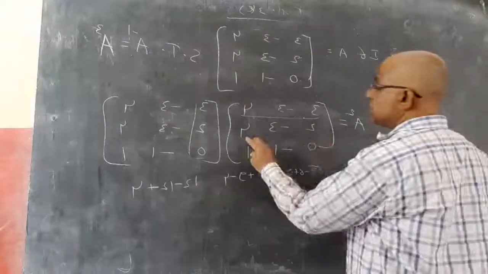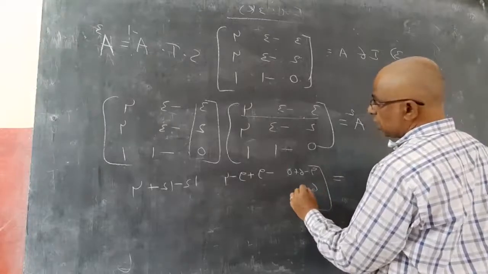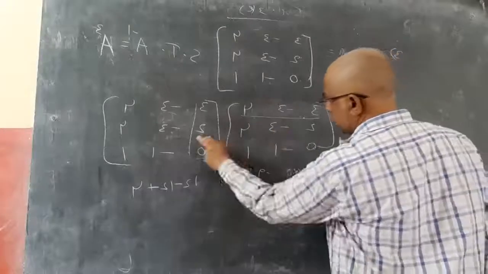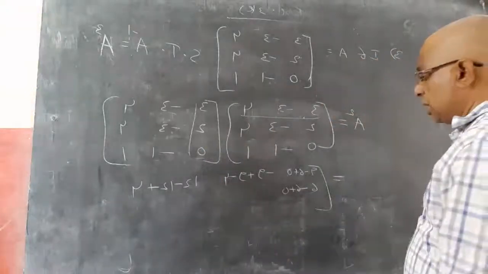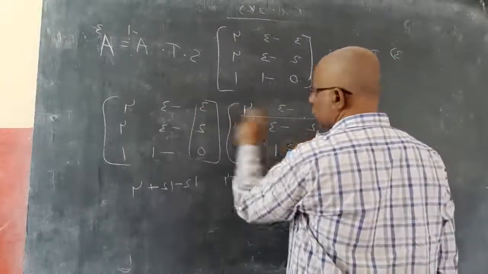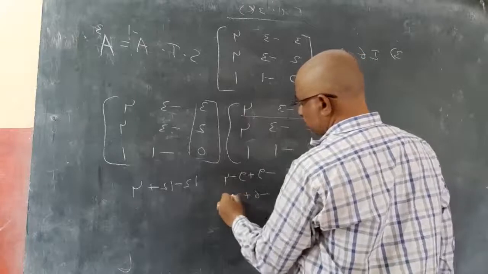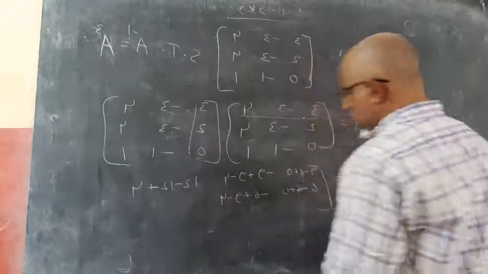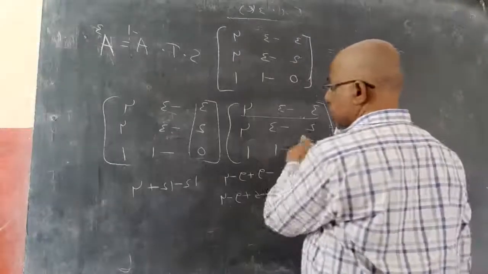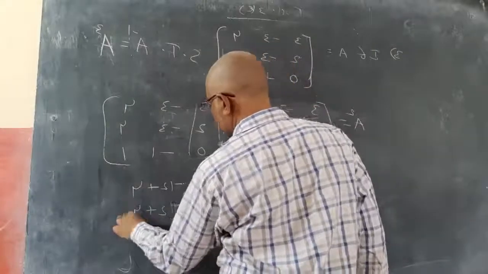Next, third row, second row with first column. 3 2s are 6, minus 6 plus 0. Next, here, 2 into minus 3, minus 6 plus 9 minus 4. Calculation part you take care. Next, 8 minus 12 plus 4.